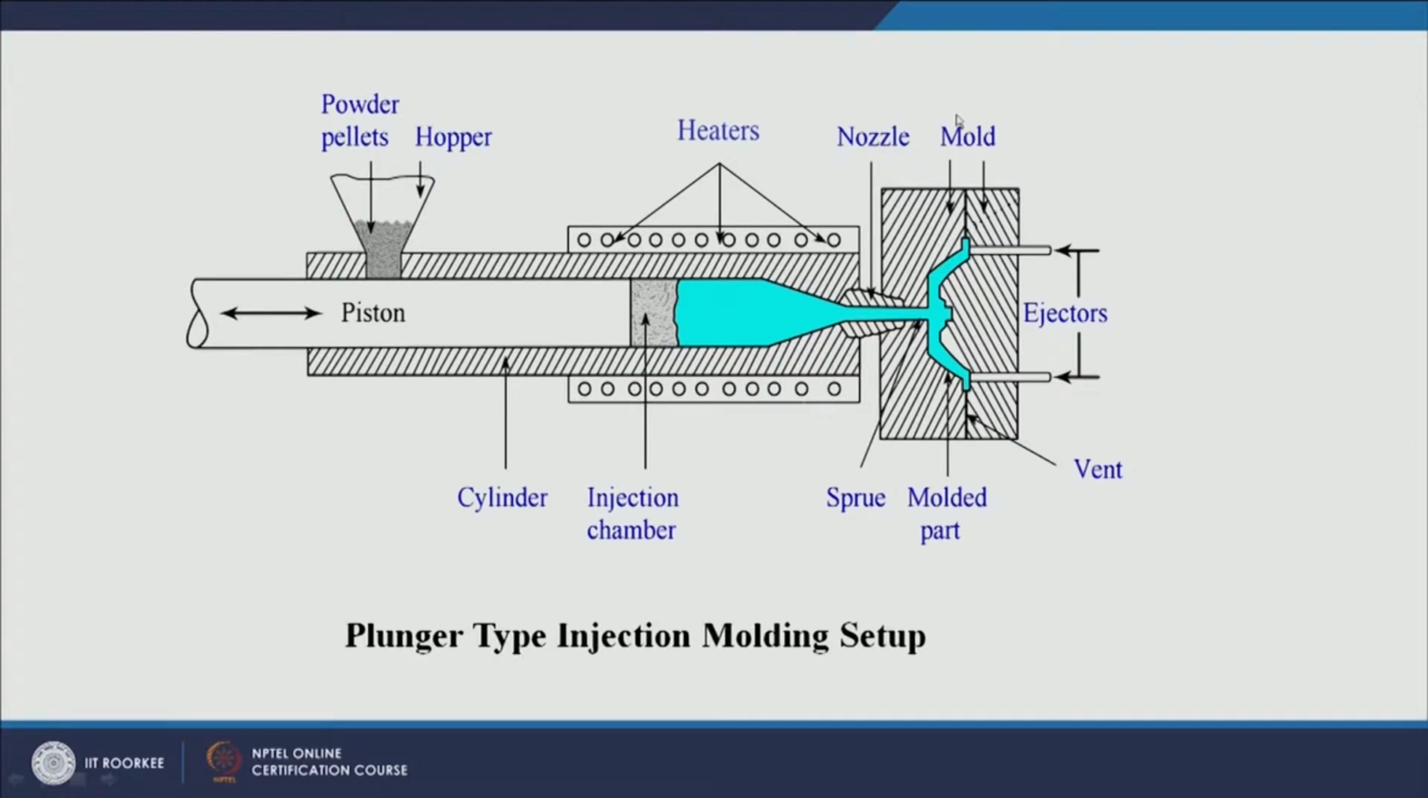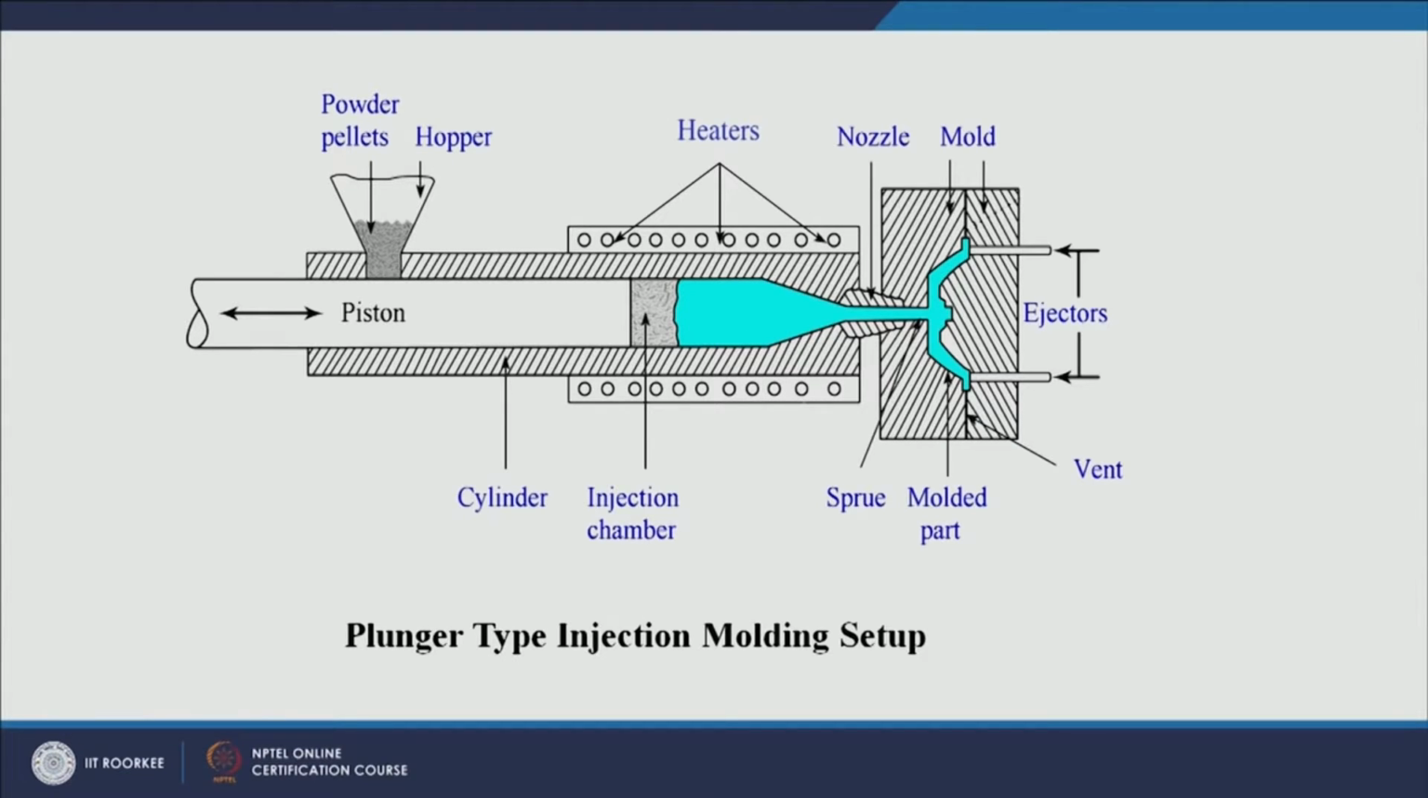So this is the mold. We can see the mold is in two parts. One is a movable part, another one is a fixed part. So the fixed part is attached to the nozzle here, and the movable part can move or slide in this longitudinal direction. Similarly, in case of compression molding machine, we have seen here also we will have the ejector pins.